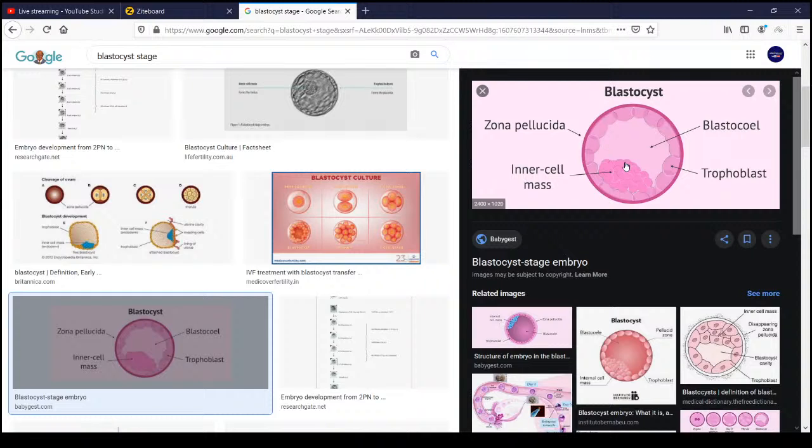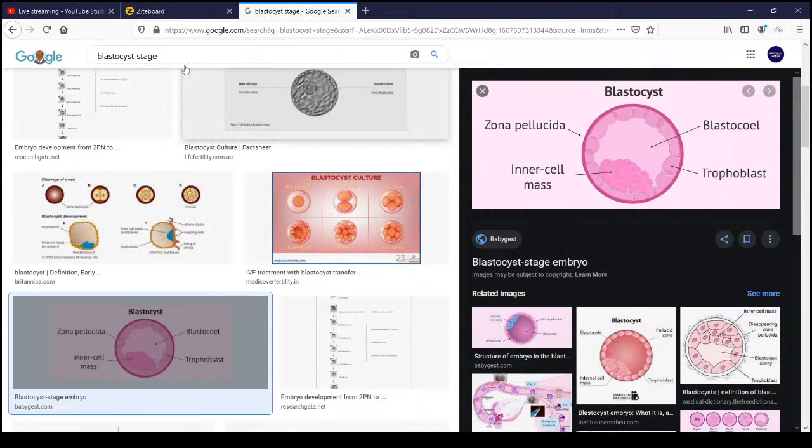Now you have the inner cell mass. The outer cells, the outermost layer, are known as the trophoblast, and then it is still surrounded by the zona pellucida. So the thing is, at the blastocyst stage, the embryo, I have told you, is still surrounded by the zona pellucida. Keep in mind always.